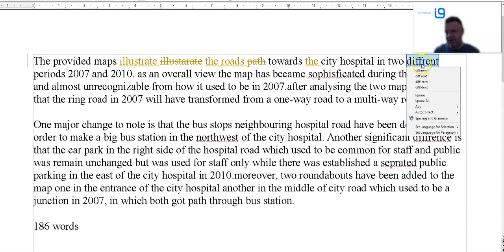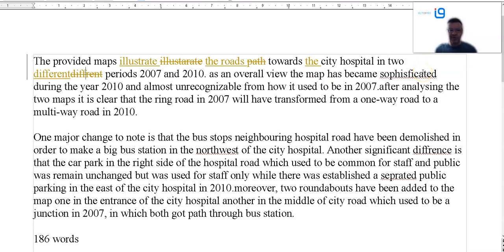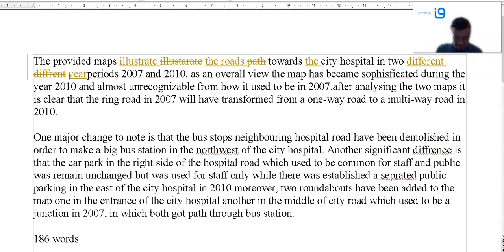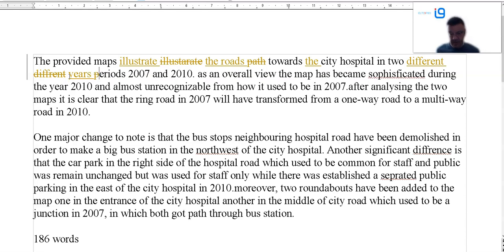Well, it's not a period, is it? The period is between 2007 and 2010. That's the period. So it's not two different periods. It's two different dates. The period is between those two different years, say, 2007 and 2010.